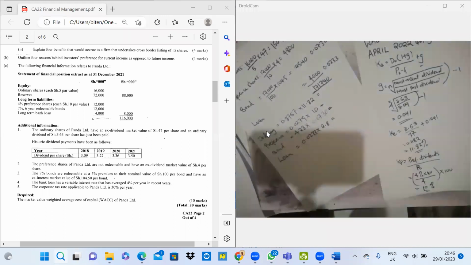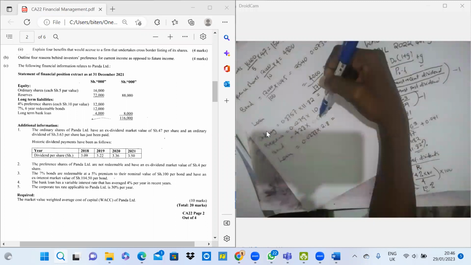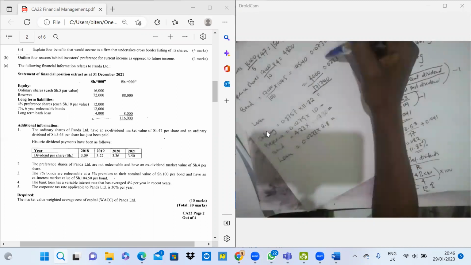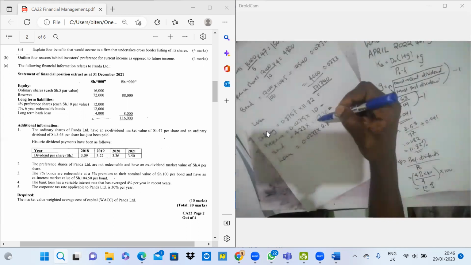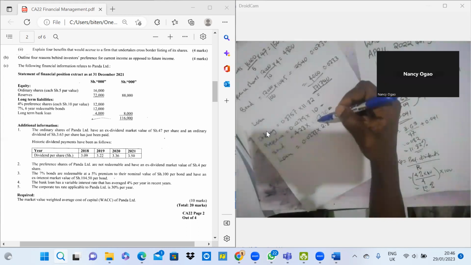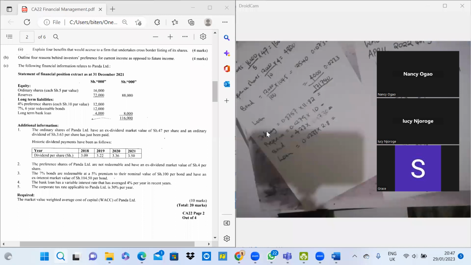Take note, if you are going to use the weight as a percentage, the costs, you must leave them in decimals. But if you're going to use the weight as decimals, you leave the component cost as percentage. Don't use all of them as percentage or all of them as decimal. One has to be in decimal point and the other one has to be in the percentage form.